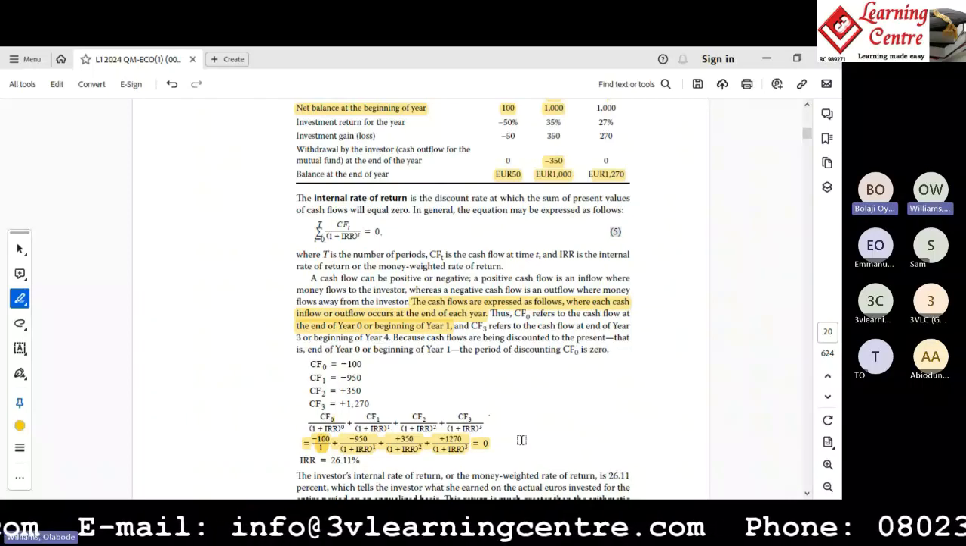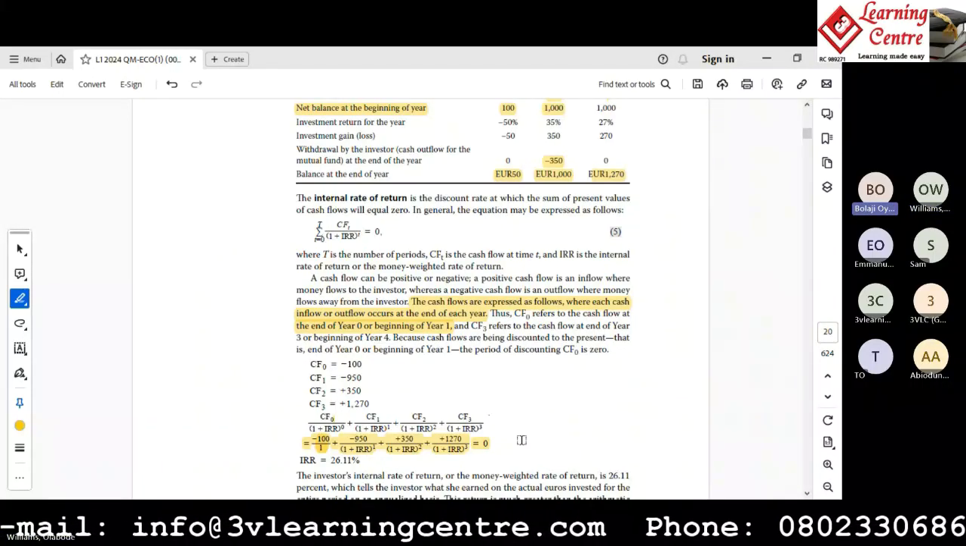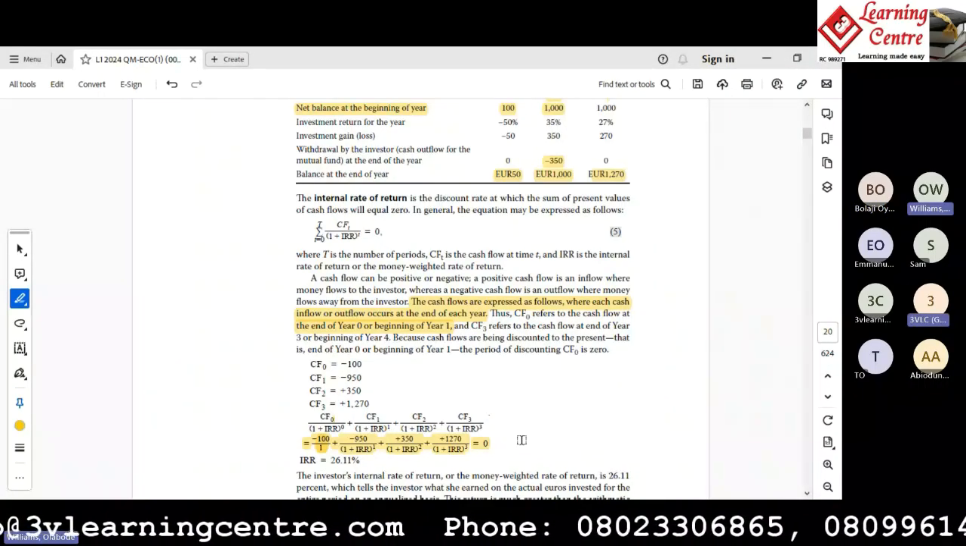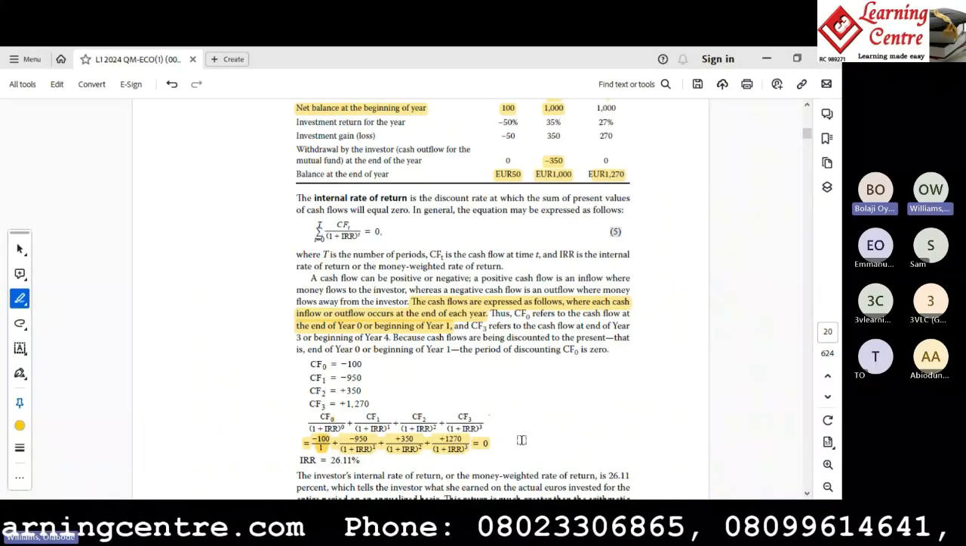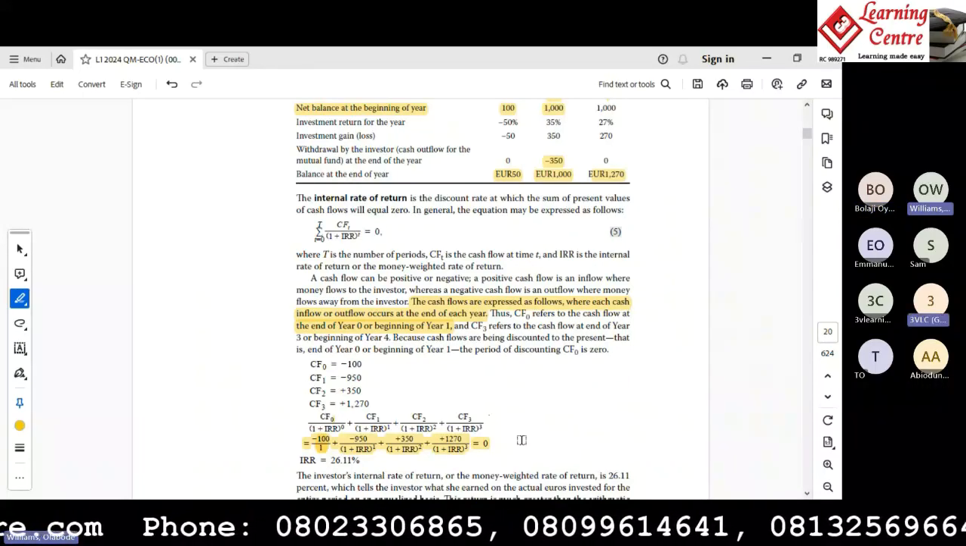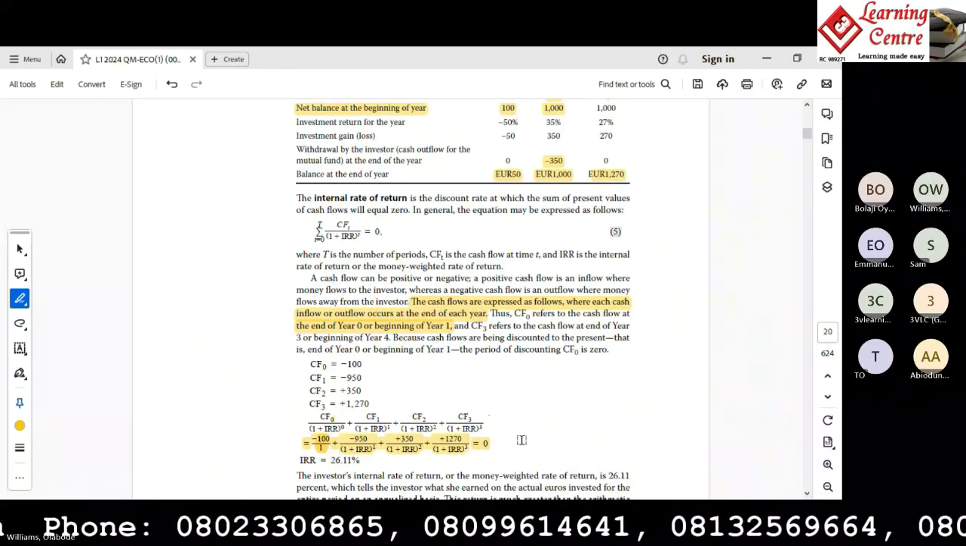Well, this is so much to do in the exam in 3 minutes. In interpolation, I mean this whole computation of IRR. I'm giving you the shortcut now. The shortcut is this.